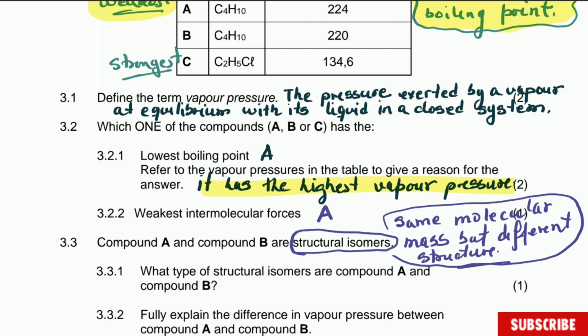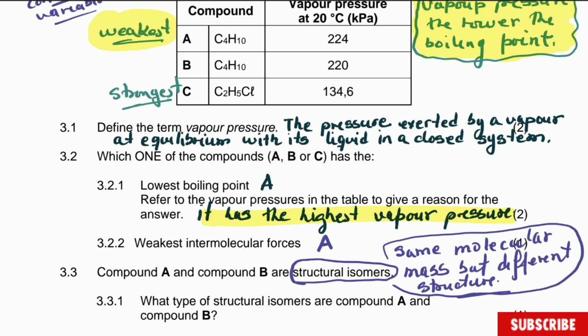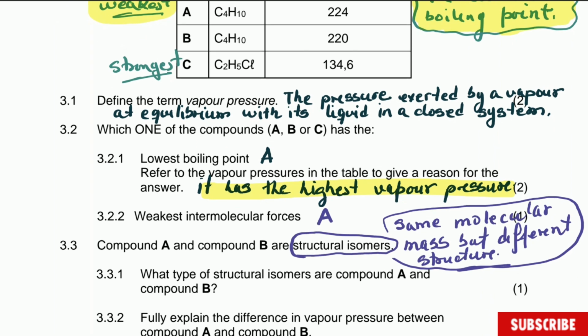Now remember there are 3 different types of structural isomers: chain isomer, positional isomer, or functional isomer. In a previous video we mentioned this, and there's even a video explaining isomers. But the only one that will affect the vapor pressure and therefore the boiling point will be the chain isomer, because it becomes either a smaller chain or a bigger one. So guys, this one is going to be a chain isomer.